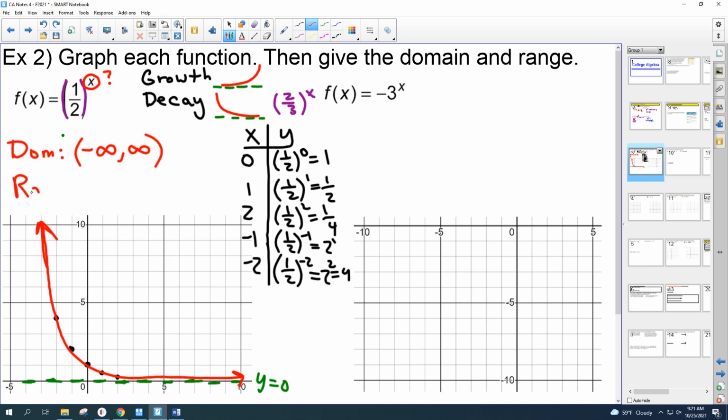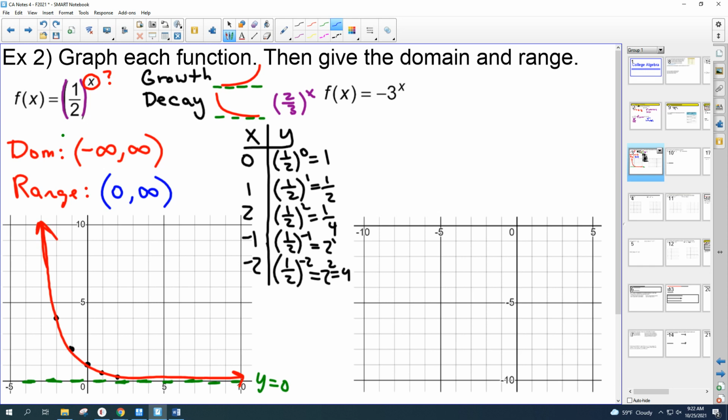Now we look at range. I think it's a little bit easier to think about when we squash onto the y. If you take this graph and you squash it onto the y, it's only going to cover from 0 and up. And so that is your range, from 0 to infinity. Not all real numbers. All right, so once you've seen one, they start going quicker, I think.